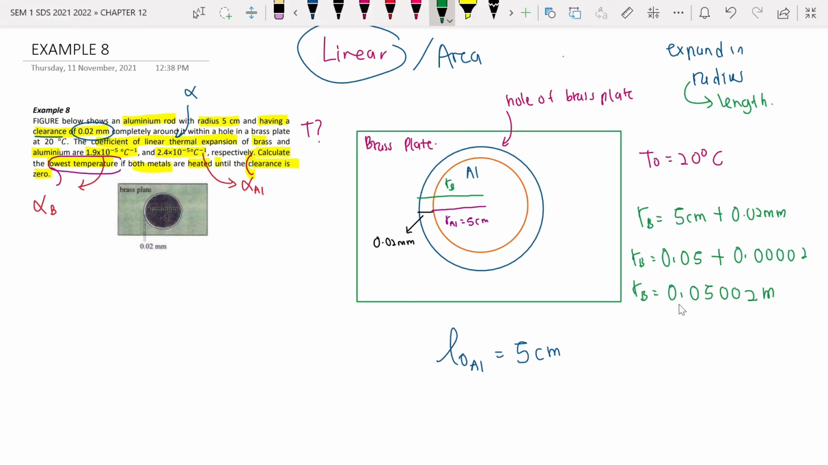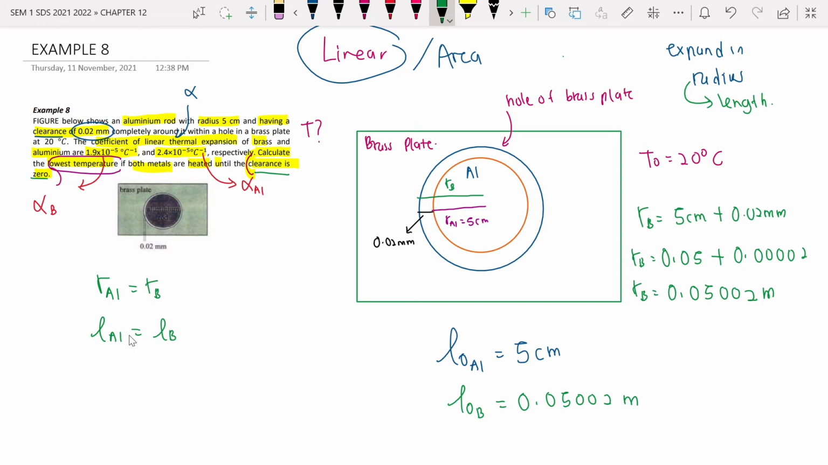Okay, so we know the radius of the hole of the brass plate is 0.05002 meter. So this is the original length for brass plate, which is 0.05002 meter. Okay, so the question asks us to calculate the lowest temperature if both metals are heated until the clearance is zero. So here is the key word. Clearance is zero means the aluminum rod will expand, and the same goes to the brass plate. So now both brass plate and aluminum rod will have the same radius. So radius of aluminum and radius of the brass plate is the same. So as I said, I'm using length, so therefore length of aluminum is the same as length of brass plate.